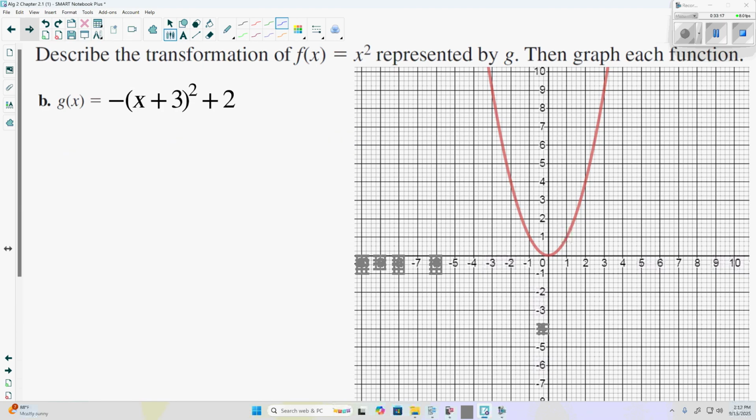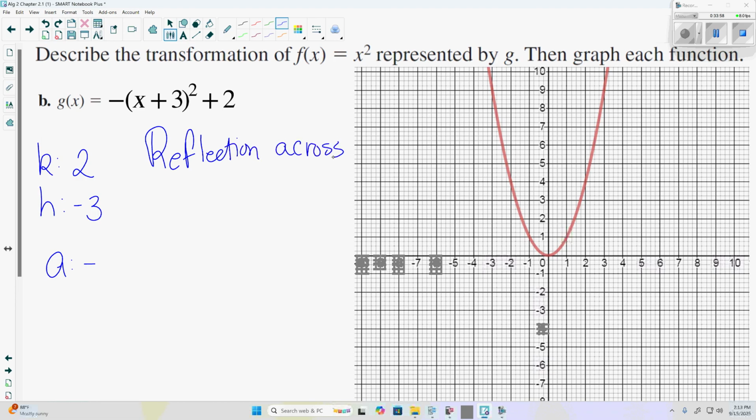When we look at this here, we do have a value for k. What's k's value? 2. Would it be +2 or -2? Positive, because it's +2. H would be -3. And we do have a value with a, it is negative. We could say -1, but it is negative. Now, since there's not a number with a, do we have a vertical stretch or shrink? No. But that negative does tell us that there is a reflection across the x-axis.